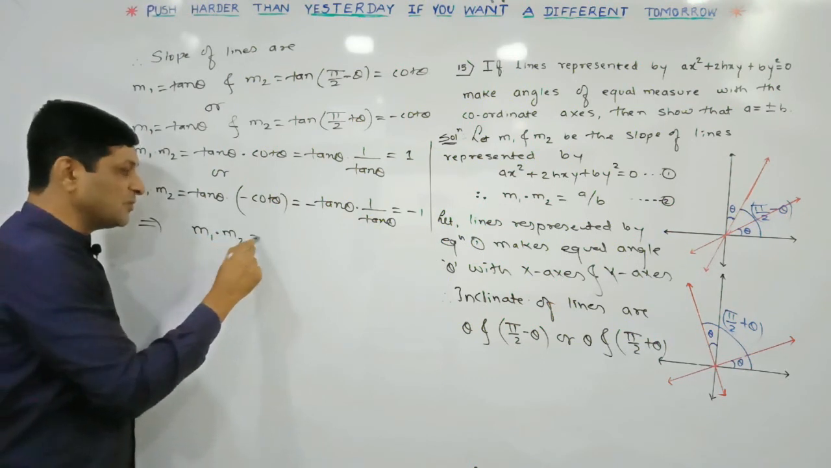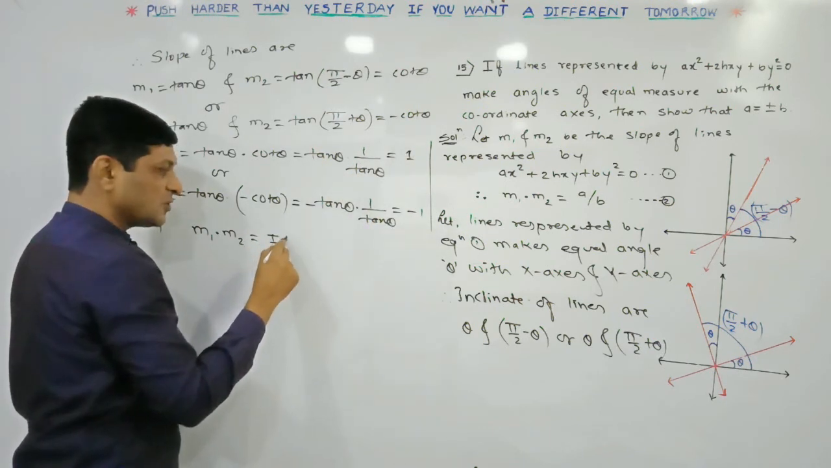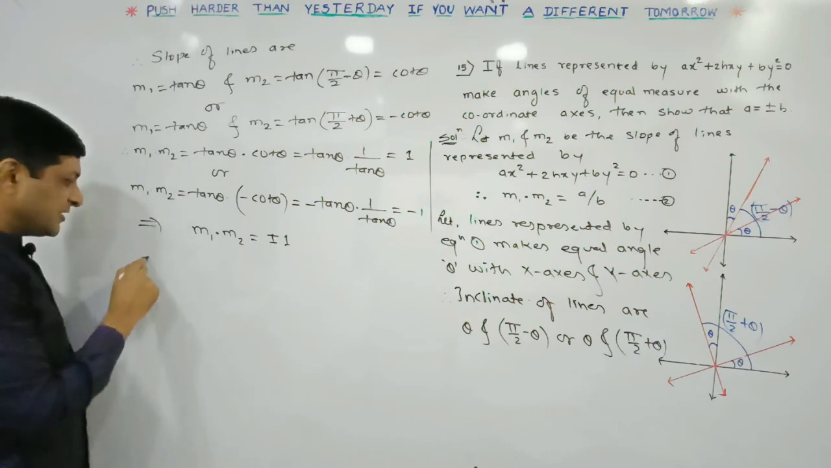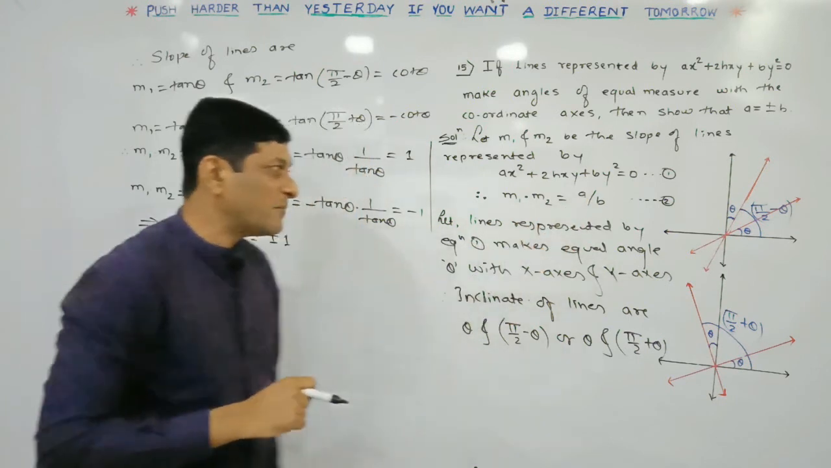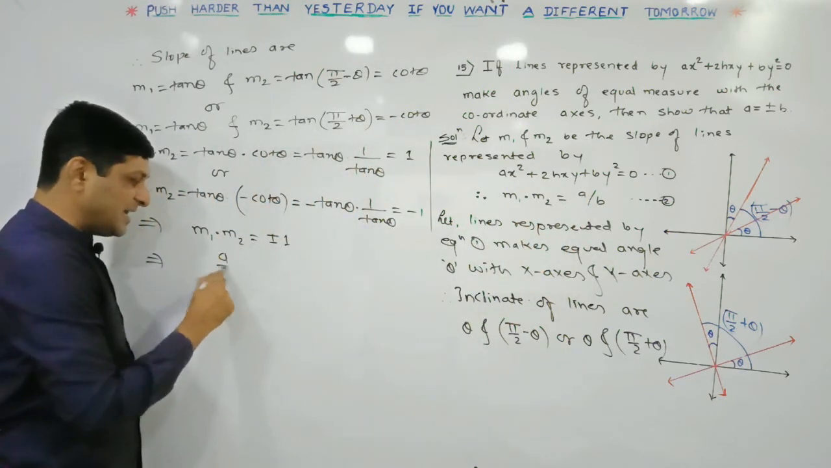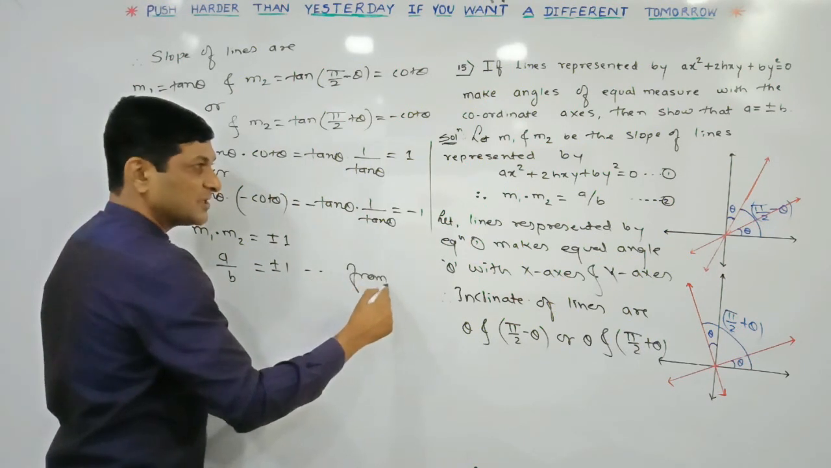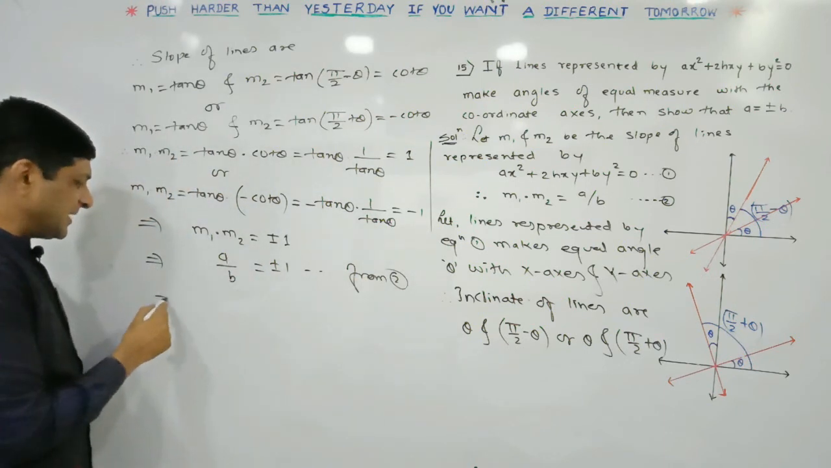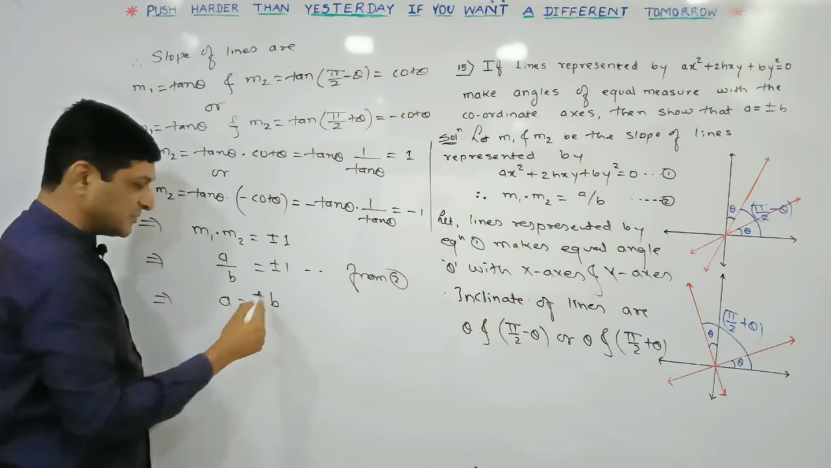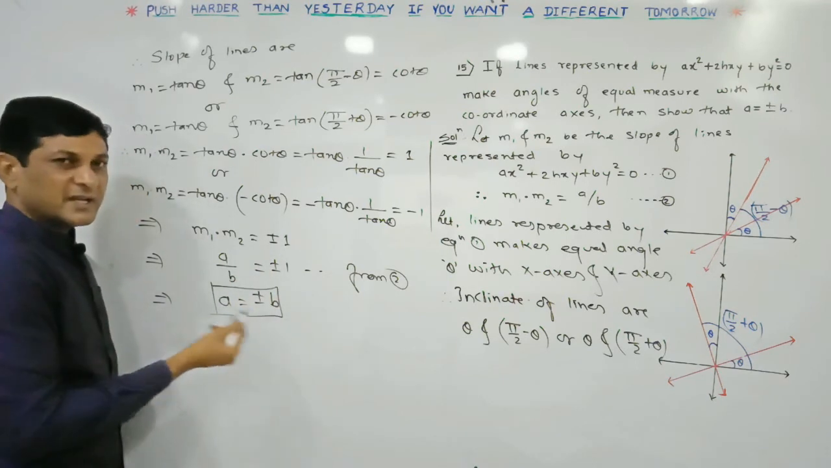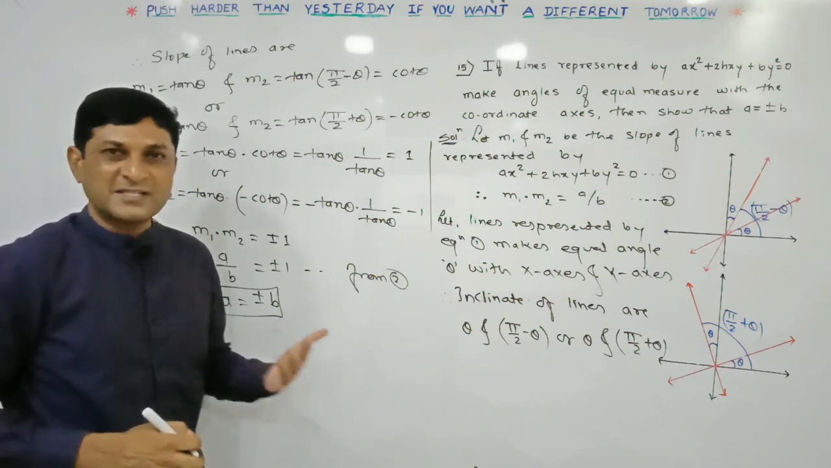Observing these two results, what is our conclusion? m1 into m2, the product of slopes, is either plus 1 or minus 1. We can say that plus or minus 1 will be the product of slopes. But what is the value of m1 into m2? It is a by b. So replace m1 into m2 by a by b, and on this side plus or minus 1, keep it as it is. This value we have substituted from the second equation. So a is equal to, b gets multiplied on this side, plus or minus b. In this way, a is equal to plus or minus b, and that is our required result.